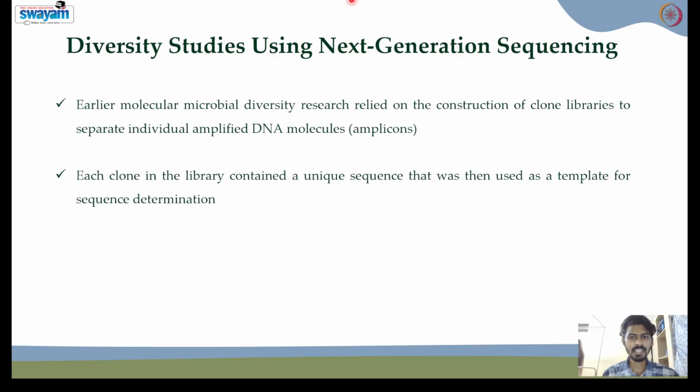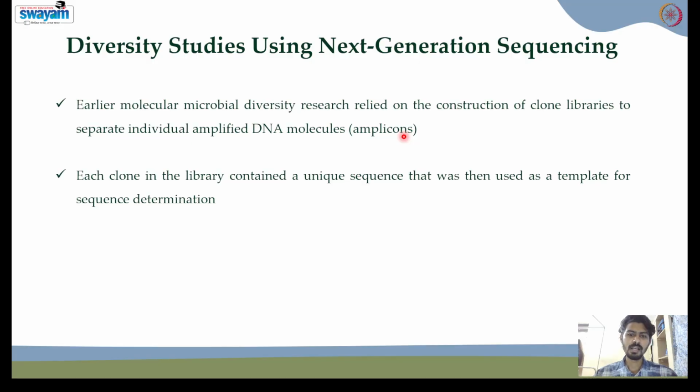The first technique is the next generation sequencing technique. So what happened in the earlier days? In earlier days, in order to understand the microbial diversity, they relied on constructing clone libraries to separately amplify the DNA molecules, and we call these amplified DNA molecules amplicons. Scientists used to separate each DNA, put each DNA into a separate cloning vector, and try to amplify them. Then they would go for sequencing.